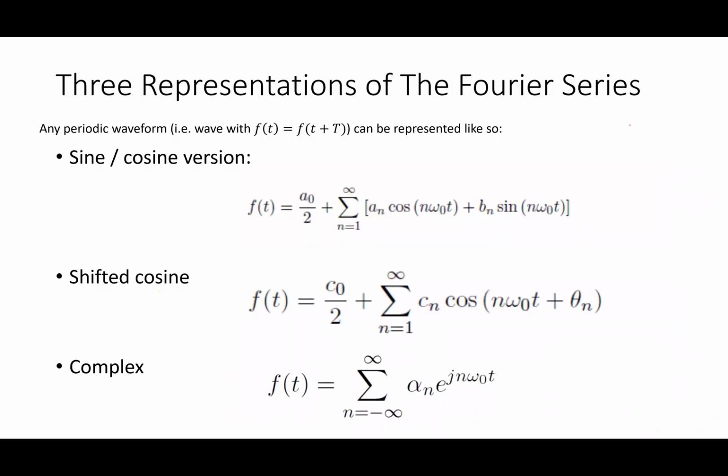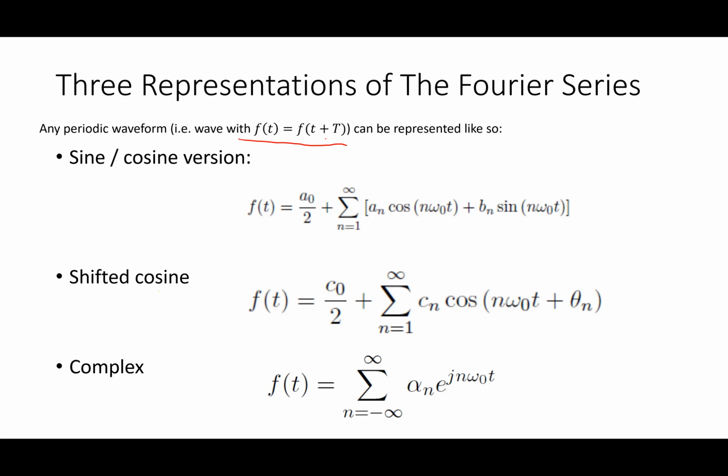All right, so there's three versions of the Fourier series, is what we said. All three of them are equivalent. What I'm writing out here is they're all f of t as I've written it, okay? And this is true for any periodic waveform, meaning any wave for which f of t equals f of t plus a period. That's the definition of a periodic waveform. And they can be represented in those three ways.